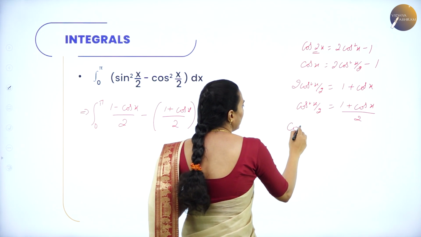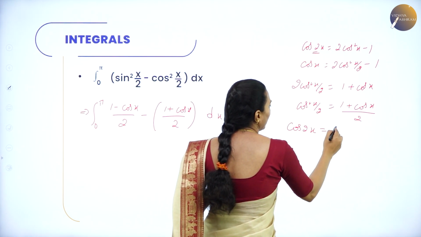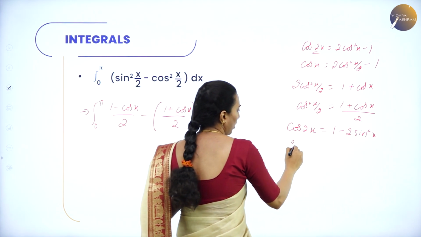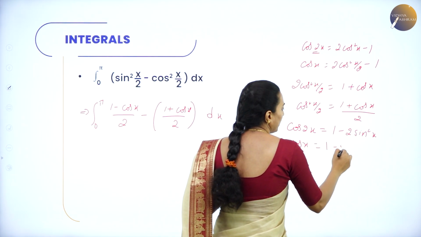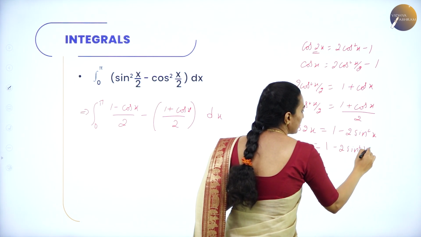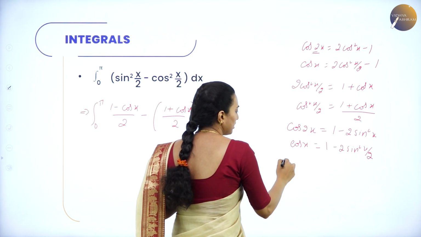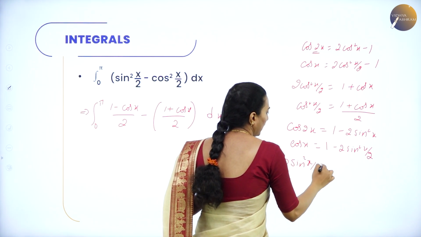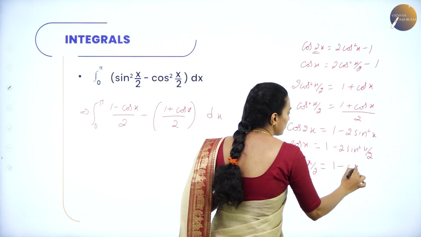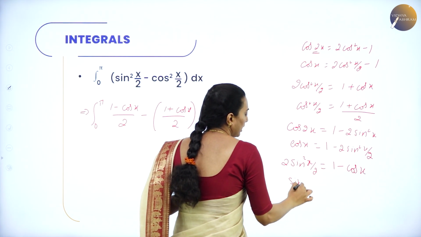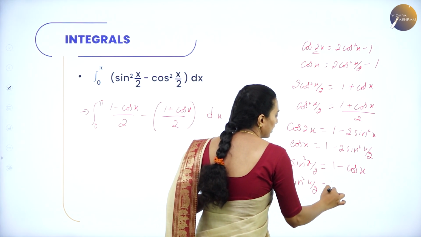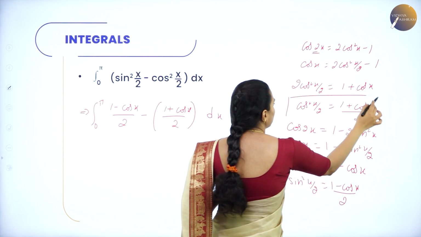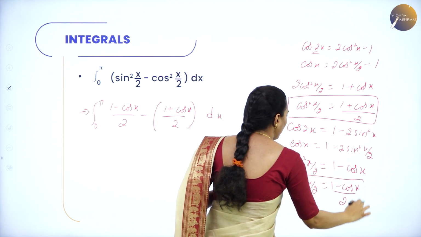Similarly, cos 2x can also be written as 1 minus 2 sine squared x. Okay. Now, cos x can be written as 1 minus 2 sine squared x by 2. Now, what is 2 sine squared x by 2? Take it to the left hand side and shift cos x to the left side, which is 1 minus cos x. Otherwise, sine squared x by 2 can be written as 1 minus cos x divided by 2, which is nothing but the same thing I have written in the question.